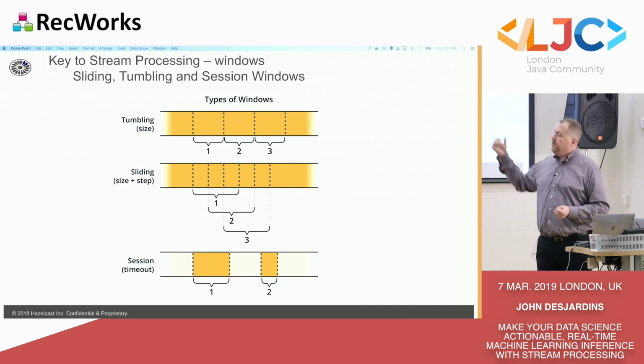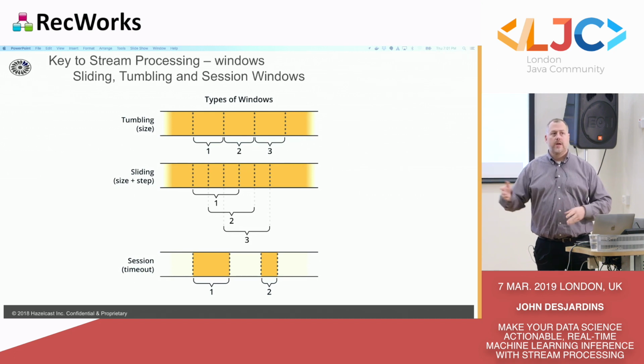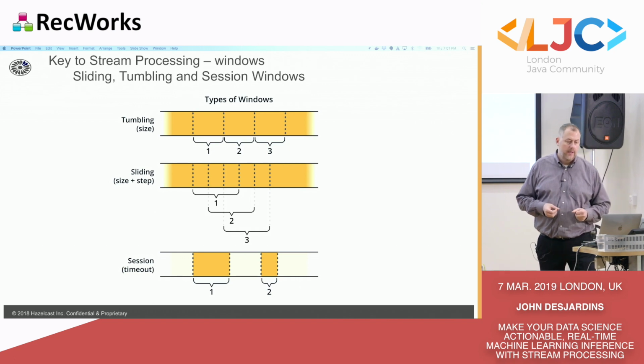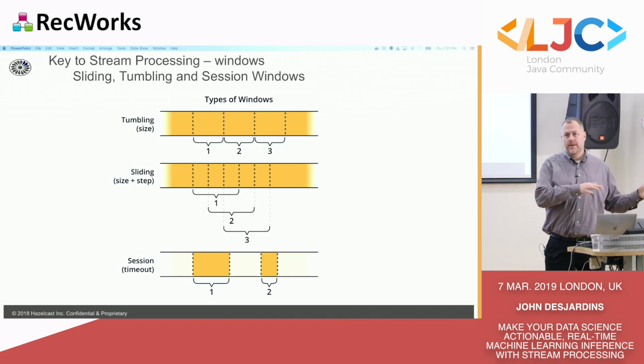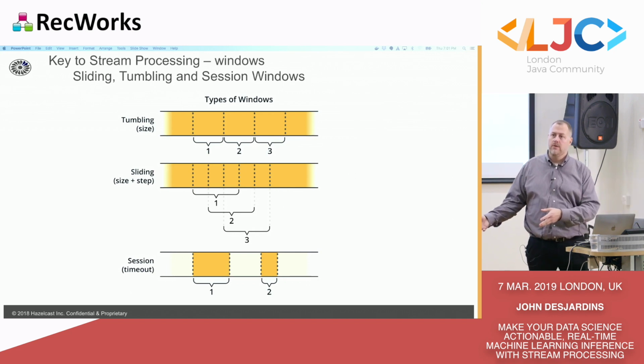Being able to look at windows of data and analyze the windows of data in real time with a continuous query is what stream processing is really good at, and that's really critical for being able to sequence the data in a way that makes the data in context when you're going to feed it into an algorithm.